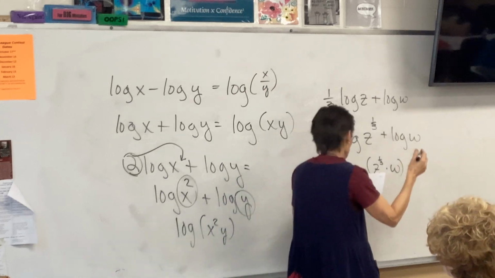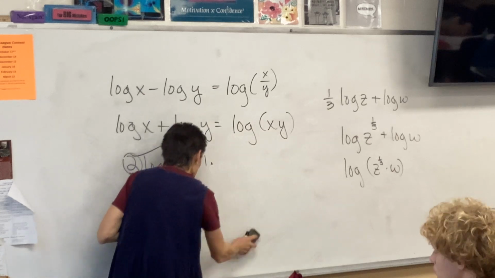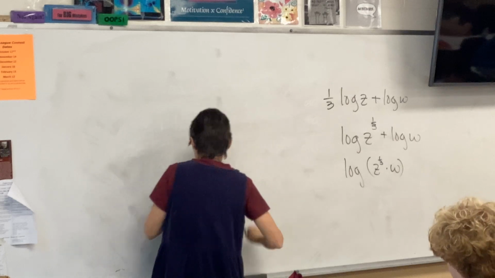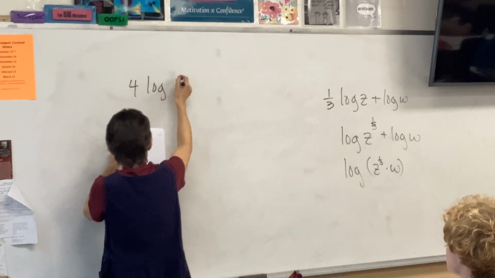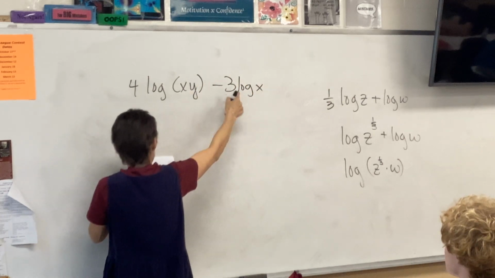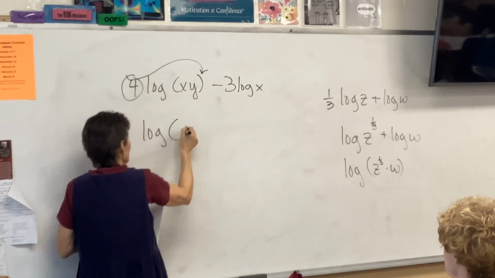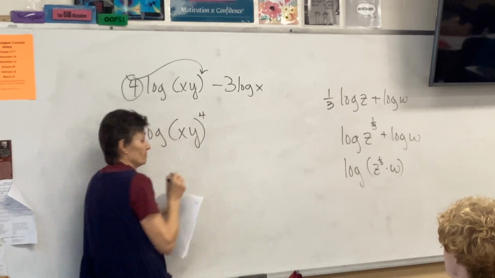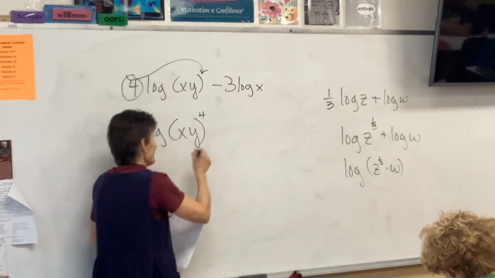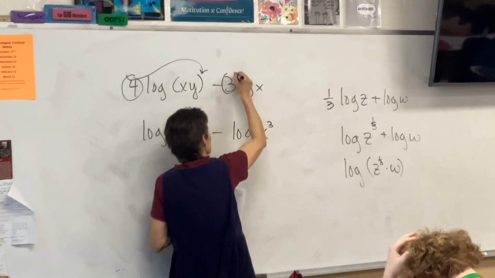All right, what about D? What do you think we're going to do with that one? We're going to write it as one logarithm. So what is the first thing you should take care of? The coefficient. And the coefficient, actually there's 2 of them, right? One here and one here. So this guy is going to become a power. So it's the log of xy to the 4th minus the log of x cubed. This comes right here.